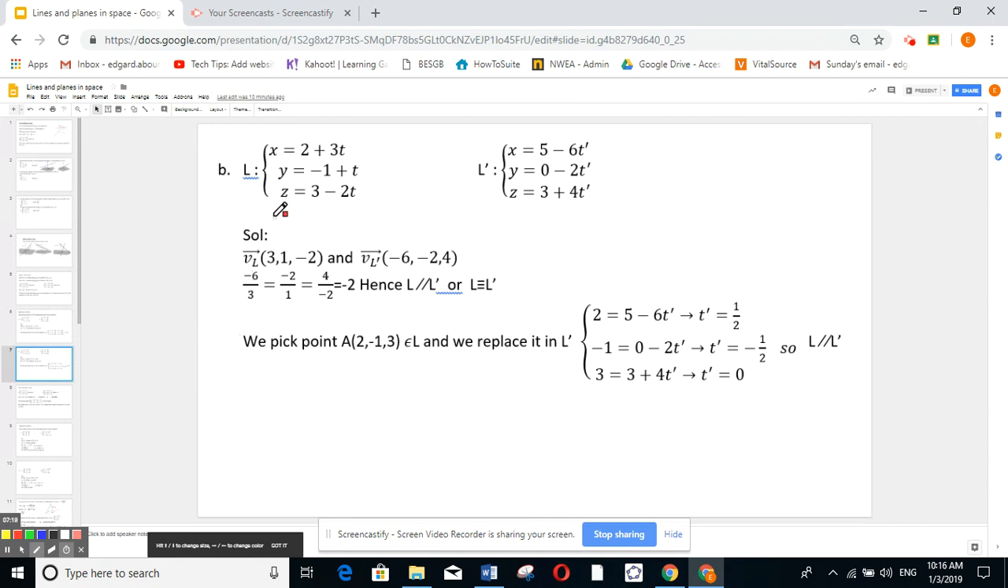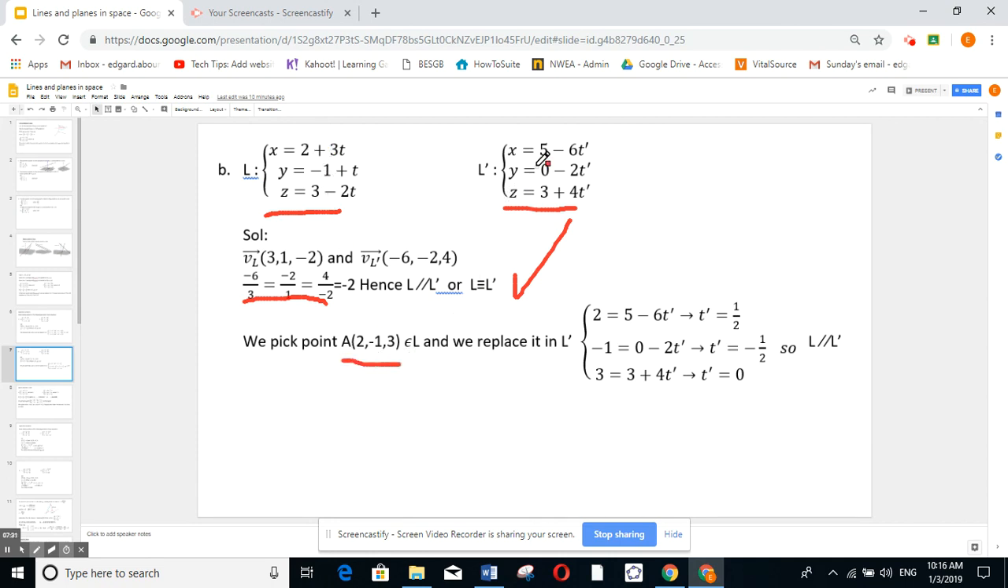The second example. Here -6 over 3 equals -2 over 1 equals 4 over -2, all equal to -2, either parallel or coincide. So I pick a point in the first line, (2, -1, 3), and try to replace it here too. T prime is half. If you replace it in the second one, you get T prime equal to -half. So different. If one of them is not the same, they do not coincide, but they are parallel because the two vectors are parallel.